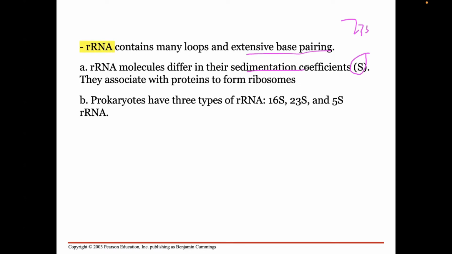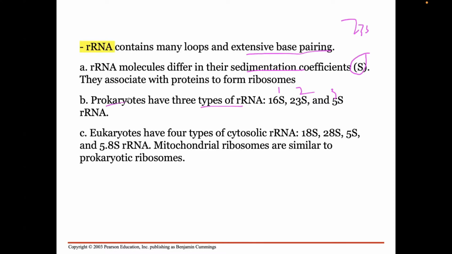And then the prokaryotes have 3 types of rRNA. Please do not forget these 3, your 16S, the 23S, and then the 5S. That will be your 3 types for the prokaryotes. Meanwhile, for the eukaryotes naman, meron kang 4 types of cytosolic rRNA. Ang mga tawag naman doon, sina 18S, 28S, 5S, and then the 5.8S. Okay? And then the mitochondrial ribosomes are similar to prokaryotic ribosomes.